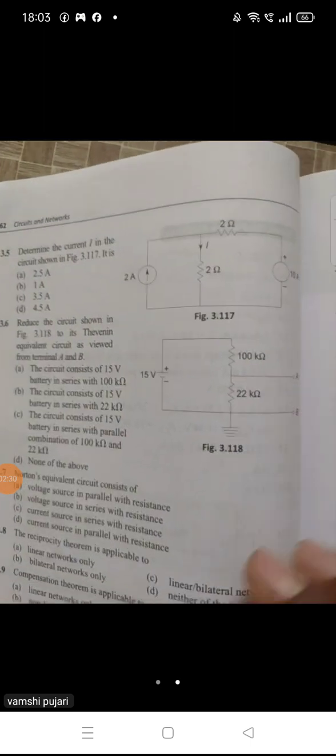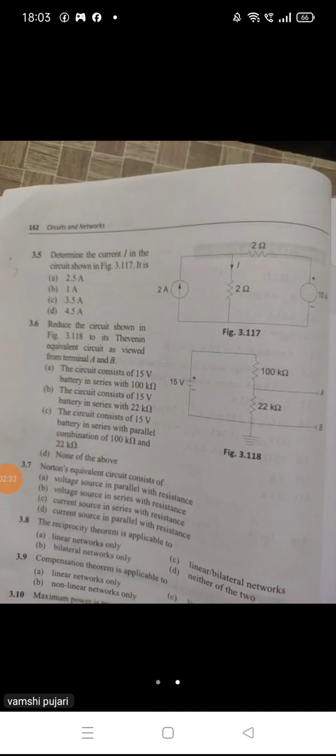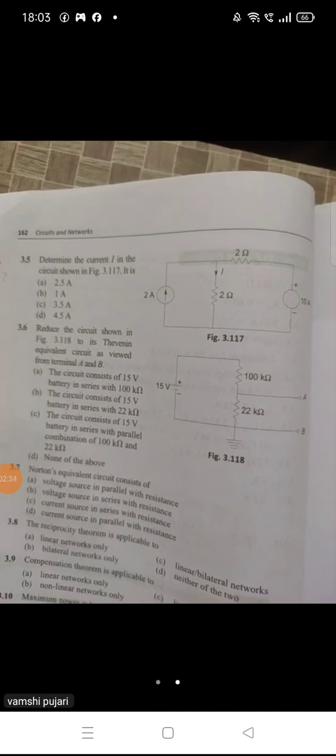Okay, next, determine the current I in the circuit shown in the figure. Now see here, in this book there is a printing mistake. This is 10 volts, and the current source value is 2 amperes. Here we need to calculate the current flowing through the 2 ohm resistor. The first option is 2.5, the second option is 1, the third option is 3.5, the fourth option is 4.5.